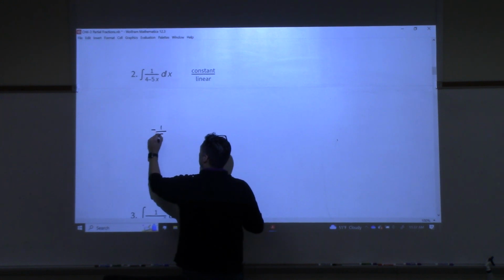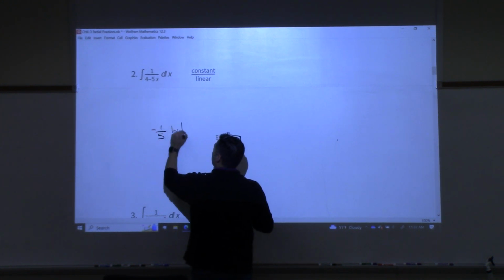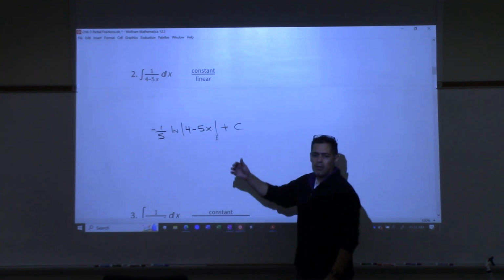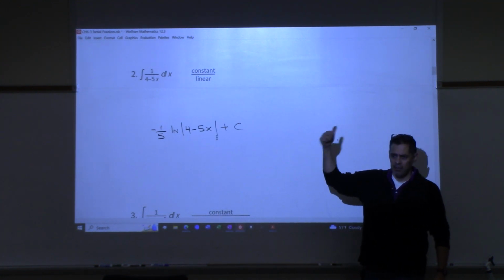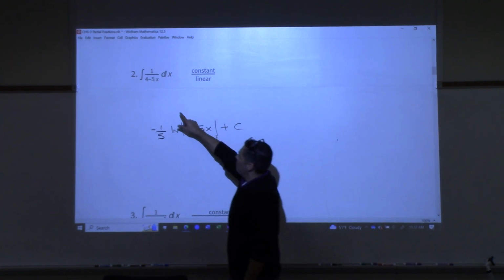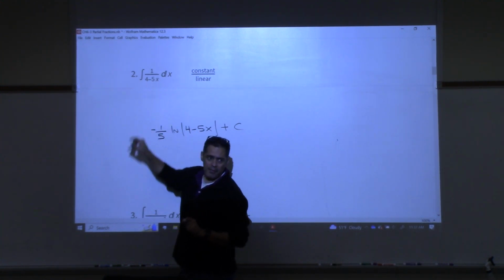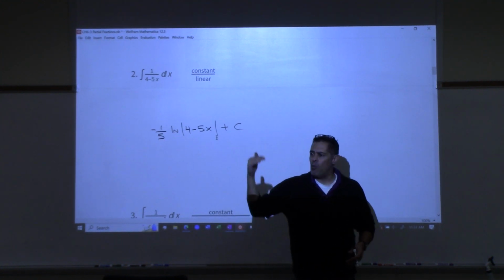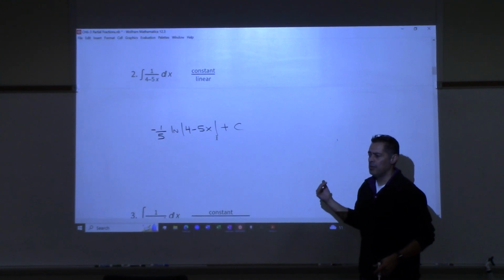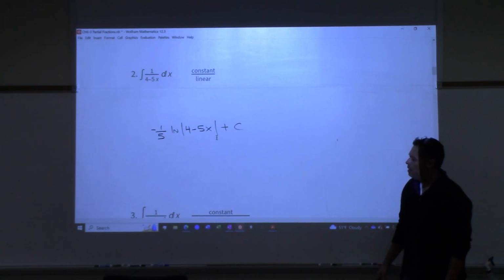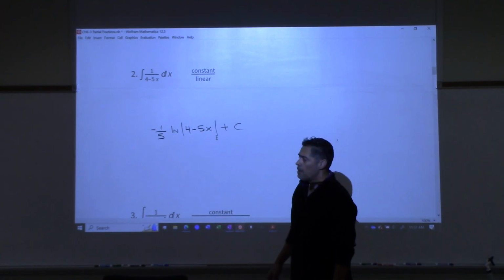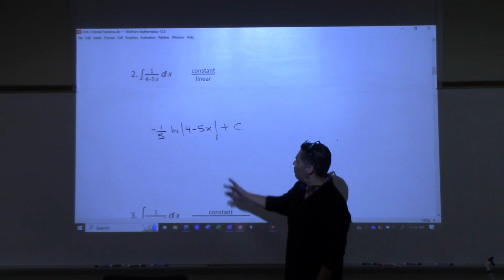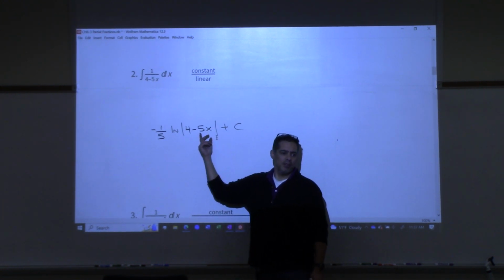Perfect. Yes or no? Yes, perfect. So we're looking at the linear expression. We see a -5 in front. We've got to scale that out, -1/5, and then the rest is going to be like a 1 over u problem, right? 1 over u du. Perfect. Good. -5x plus 4. Oh, could you have written it backwards in here? Oh, yeah, absolutely. Yep.